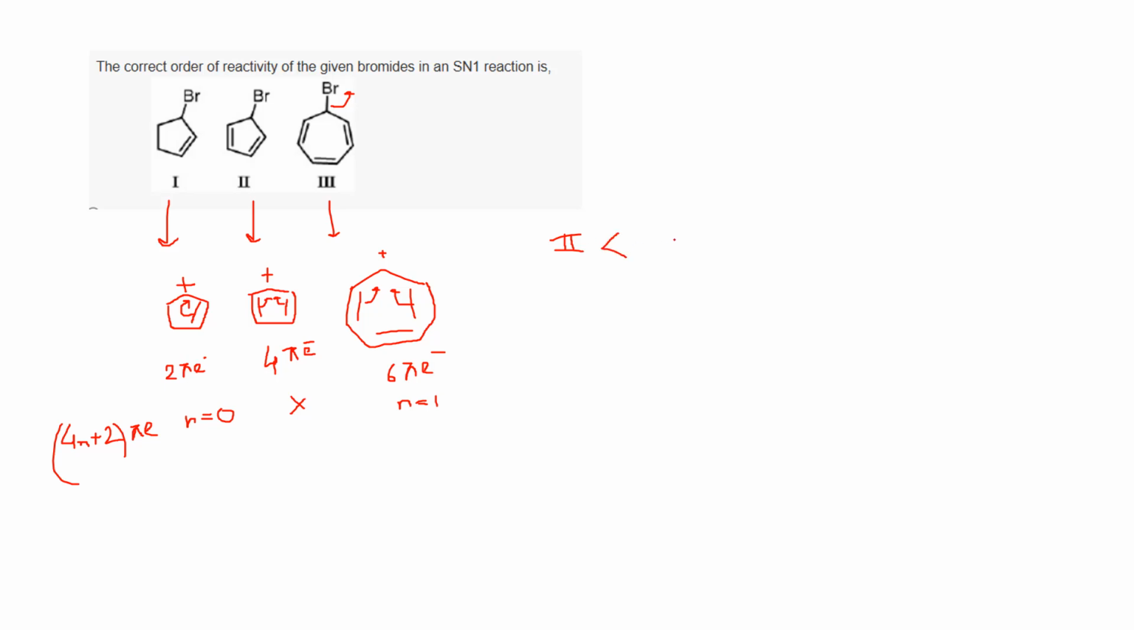Now which one will be more stable carbocation between 1 and 3? Now see, in case of 3 there is a cyclic conjugation. This goes here, then this goes here. So there is a possibility of long range conjugation, whereas there is only one single conjugation. So obviously then it will be 1, then 3.